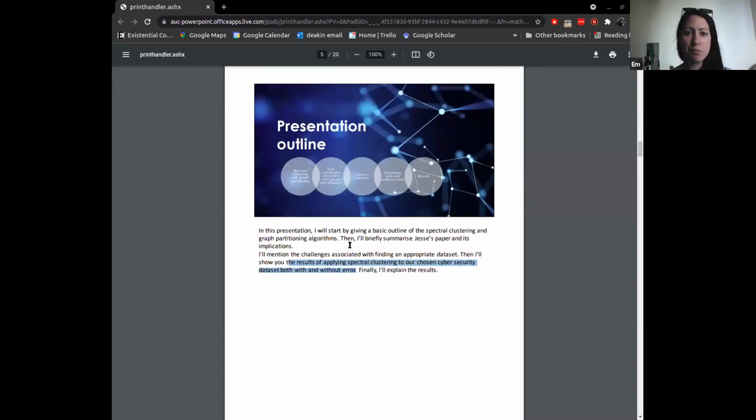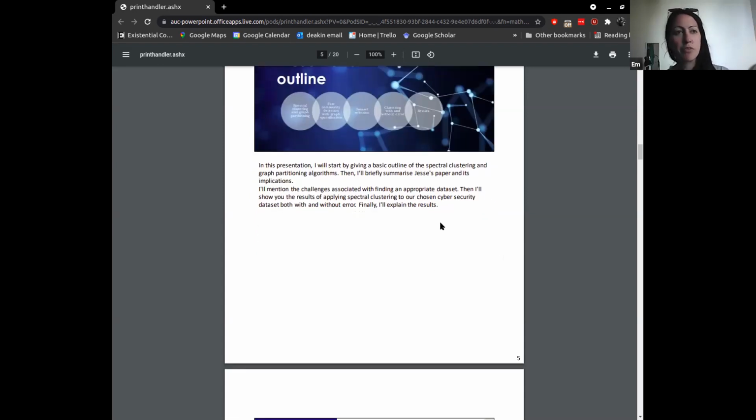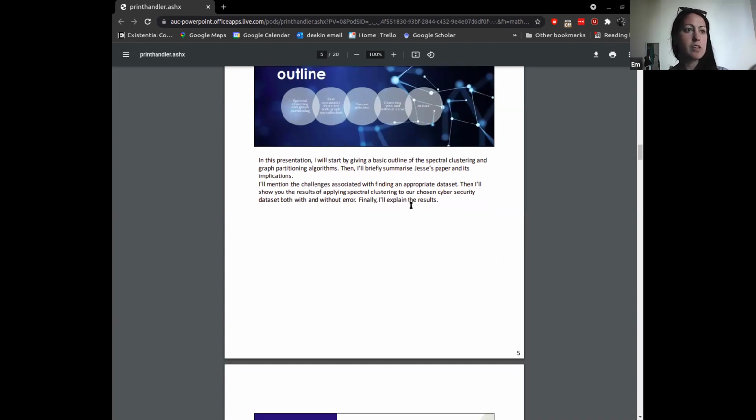So in this presentation, I'll give a basic outline of the spectral clustering and graph partitioning algorithms. I'll briefly summarize Jessie's paper and its implications. I will mention our data set selection process, and then I will go through the clustering that we carried out, both with and without error, and then finally I'll explain the results.